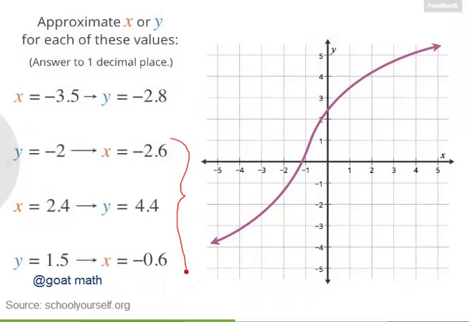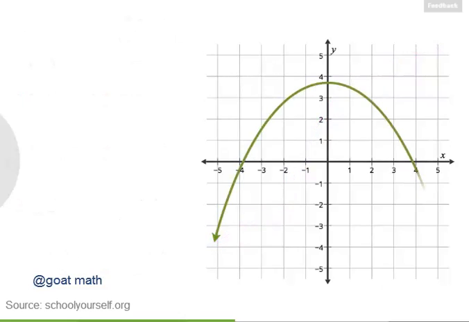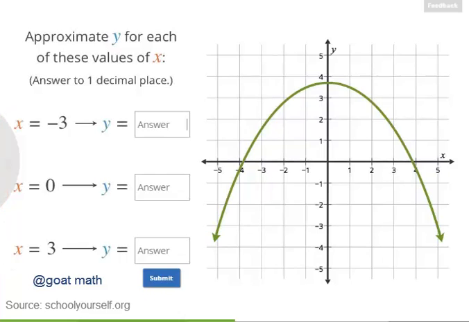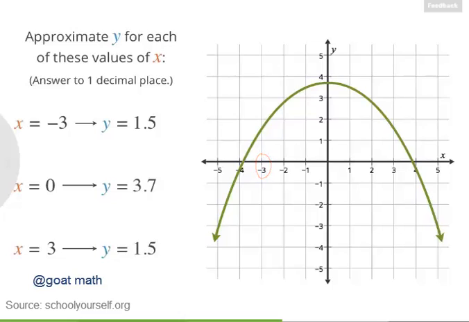Excellent. So here are the answers you found. Next, let's look at another nonlinear graph. When x equals -3, 0, and 3 on this graph, what does y equal? Right, so when x equals -3, it looks like y is about 1.5. When x equals 0, y is approximately 3.7. And when x equals 3, y is once again about 1.5.